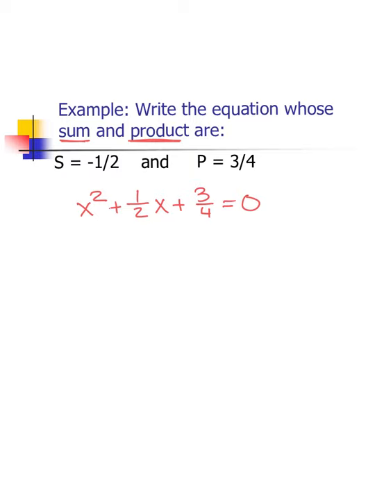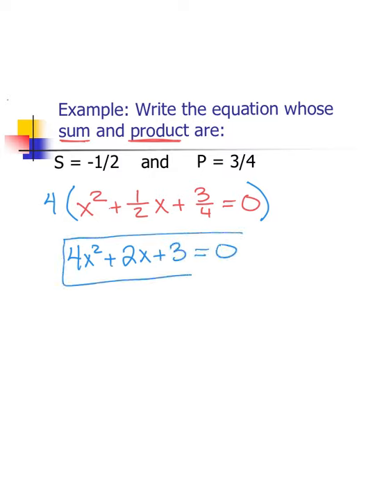Now we don't like fractions. So here I'm going to look at the denominators. I have a 2 and a 4. So you have to say what's the lowest common denominator, or the lowest number I can multiply through so I can knock out the 2 and the 4. The lowest common denominator here is a 4. So 4 times x squared is 4x squared. 4 times 1/2 is 2. 4 times 3/4 is 3. So this is my equation. And again, I distributed the lowest common denominator to all 3 terms.